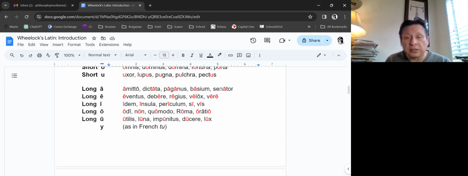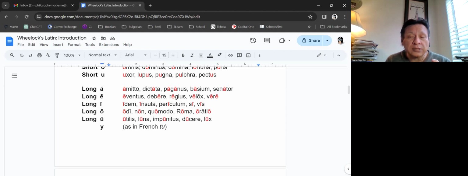Let's burn those pagans. Basium. In Spanish, the word for kiss is beso. And basium is kiss. And then senator, which is just senator. Okay, so not short A, casa. If casa was spelled with two long A's, it would be casa, but it's short, so it's casa.